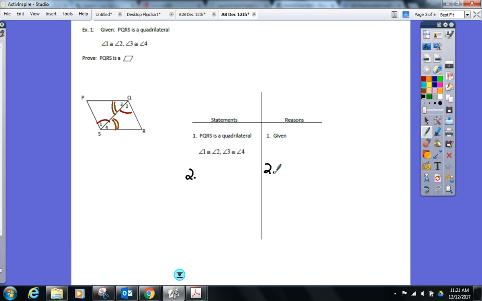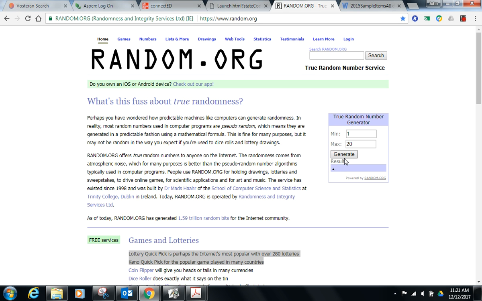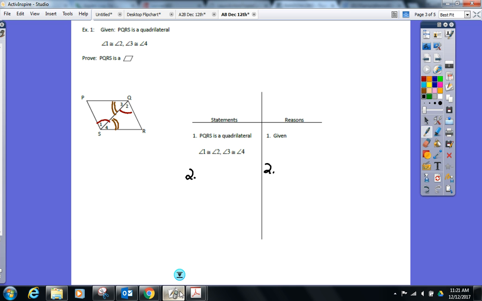We are trying to prove it's a parallelogram, and there's multiple ways we could go here. Whoever I pick next, we'll go their way, and then we'll talk at the end about what other ways I could have gone. So what do you want to tell me now about this diagram? 10, what do you want to tell me?